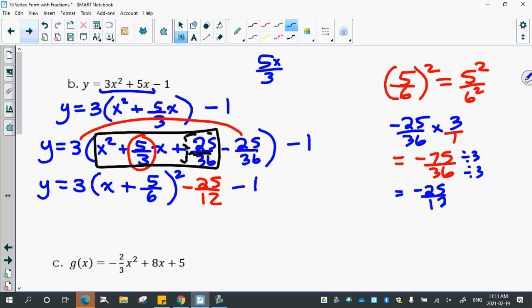Now, the next step is to subtract those. In order to do that, you need a common denominator. So if I change the bottom of this from a 1 to a 12, what do I change the top to? Also a 12, right? Because I had to multiply the bottom by 12 and multiply the top by 12. Okay? So then I'm going to get y equals 3 times x plus 5 over 6 squared. And then negative 25 twelfths minus 12 more twelfths is negative 37 twelfths.